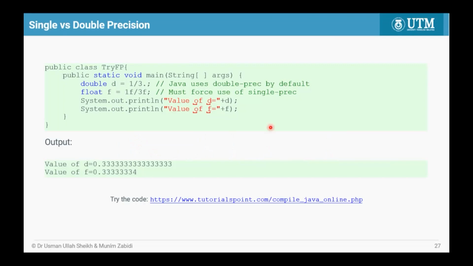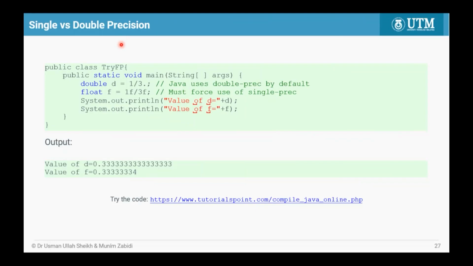Actually, single precision is used where precision matters less, for example simple programs like games. If you are going to write a game, you can use single precision. And double precision is used where precision matters more. If precision matters, you use double precision. And double precision is always used in complex programs like a scientific calculator. So this is the example.